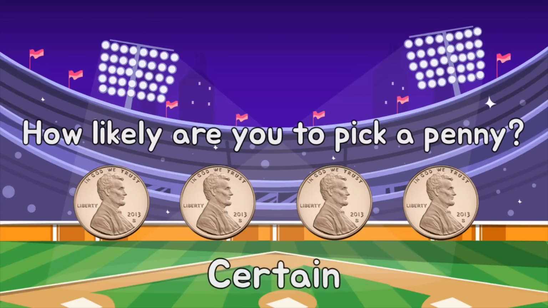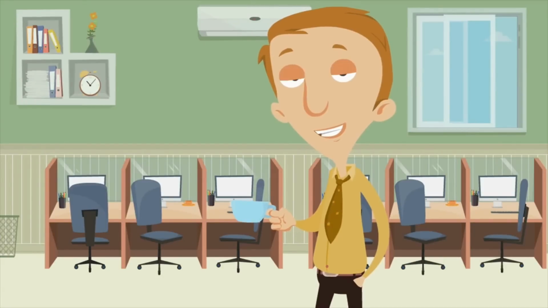The answer is certain. In probability, we use the word certain to mean there's no chance of anything else happening. You are certain to pick a penny, 100%. Now let's look at a completely different scenario.